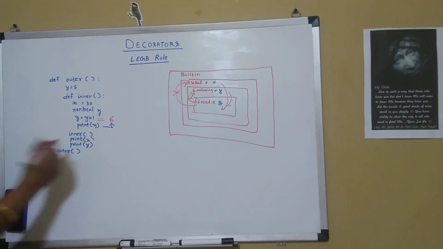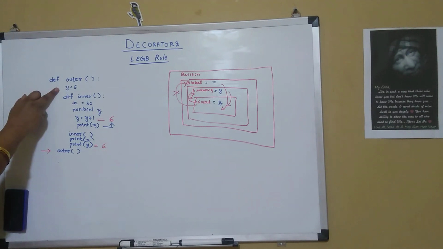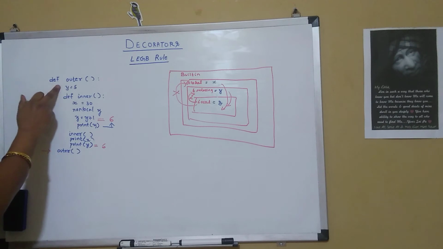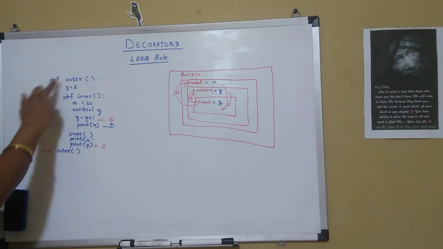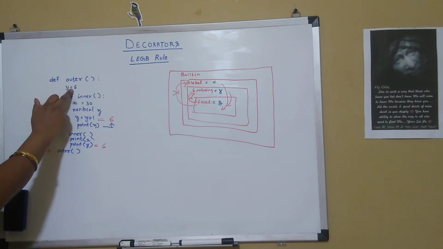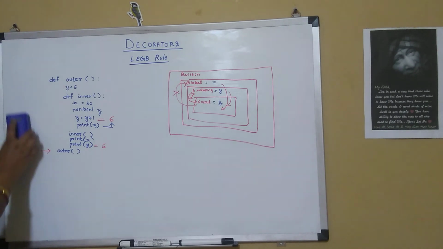Then it gives the value equal to 6 because it is changed at the non-local level, at the enclosed level. So since we are given non-local, the value gets changed throughout the function. Within the inner function also it's getting changed, and here also it has been updated. So this is how it works in Python programming language.